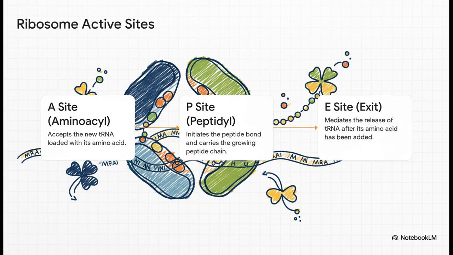And inside this factory are 3 critical workstations, or sites. You gotta remember these, A, P, and E. The A site is for arrival. That's the docking bay for the next amino acid. The P site is for processing, where the growing protein chain is actually held. And the E site is for exit, which is where the used-up delivery molecule gets ejected. APE, arrival, processing, exit. You're going to see questions on this for sure. It's the core of how the ribosome works.